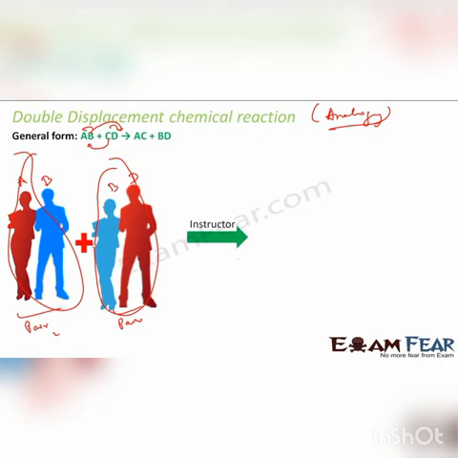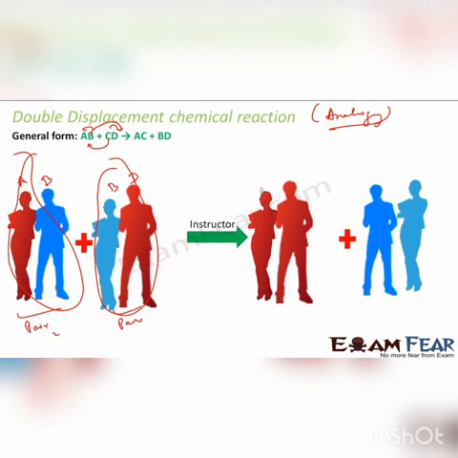Now the instructor came and said, no, it doesn't look good. Red should pair with red and blue should pair with blue. So now they are like this. Now if you see, this was A and the red guy was D, right? The blue guy was B and the blue lady was C. So if you see now, from AB plus CD it becomes AD and BC. They swapped actually, right? It can be any swap. And these kinds of reactions are called double displacement chemical reactions.